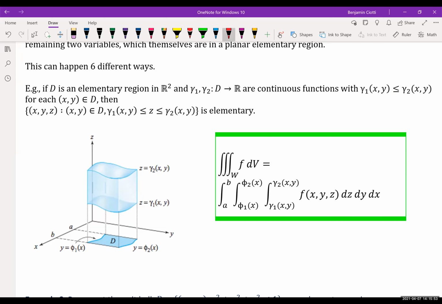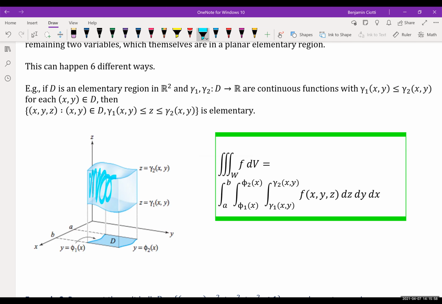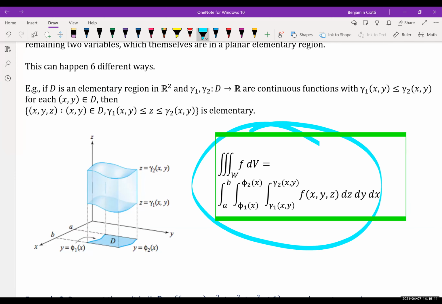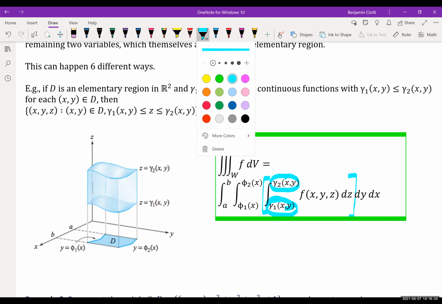Then the region in between them is an elementary region. So this whole cube-ish looking thing would be an example of a 3D elementary region. And if you wanted to integrate a function over that region, here's the formula for doing so. You do an iterated integral where Z would go from the function on the bottom to the function on the top.